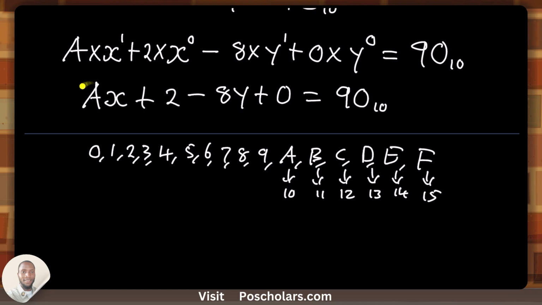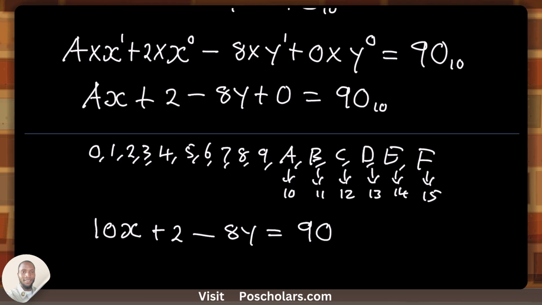So automatically, I know that A represents 10. So I'll simply say 10 times x gives 10x. So I'll write 10x, right? Then plus 2. 10x plus 2 minus 8y plus 0 is still 8y. Simply write 8y equals 90 base 10, which is our right hand side.